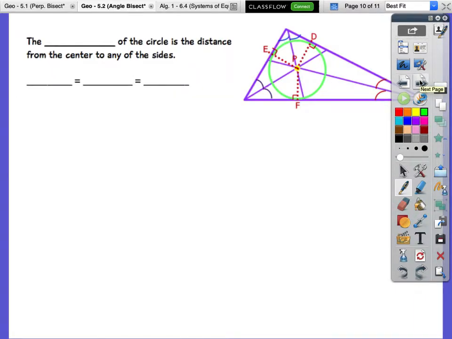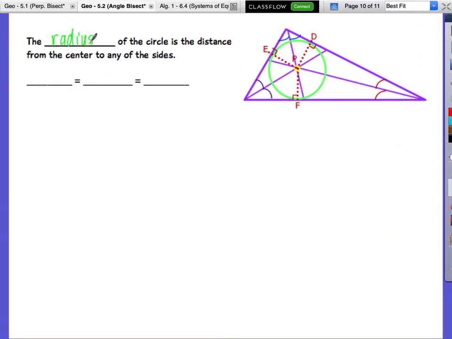Okay. So then here we have the radius. The radius of a circle is the distance from the center to any side of the triangle. Because normally a radius of the circle would be the distance from the center of the circle to any point on the circle. Points on the circle include the sides of the triangle, and it's that perpendicular, that short distance to it. So here, it's going to be equidistant to those sides. So PE is the same measure as PF, which is the same measure as PD.